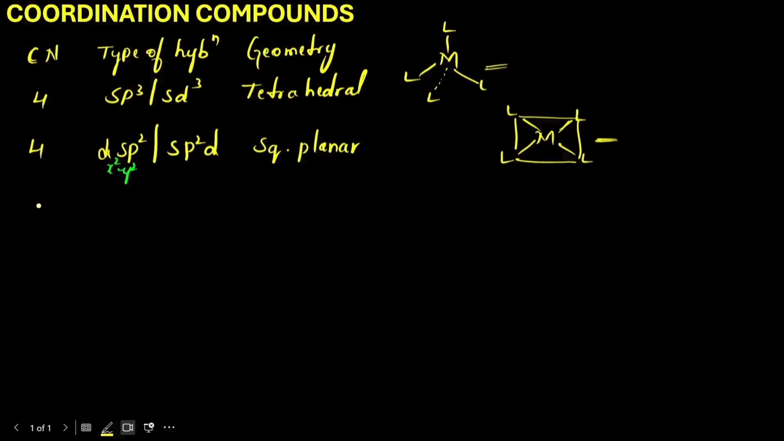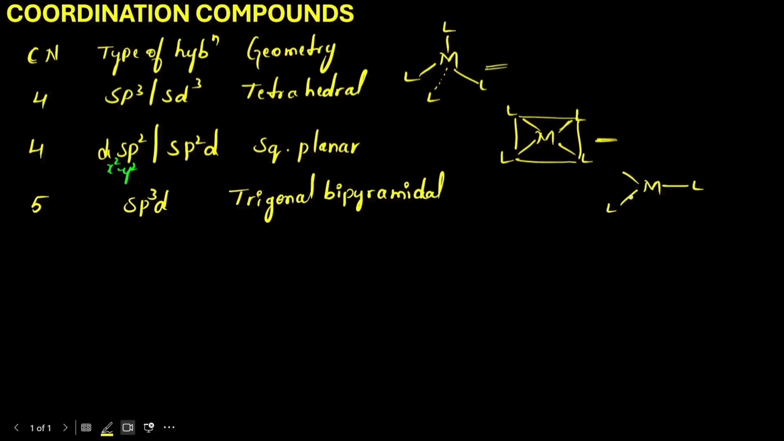Next, we will consider the coordination number 5. Hybridization is sp3d. The geometry is trigonal bipyramidal. If you write the structure of trigonal bipyramidal, here is the central metal atom, and here 3 ligands are in one plane. One is above the plane and another one will be below the plane. This is trigonal bipyramidal geometry.